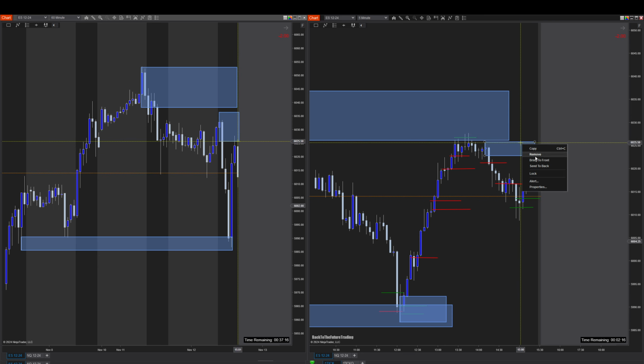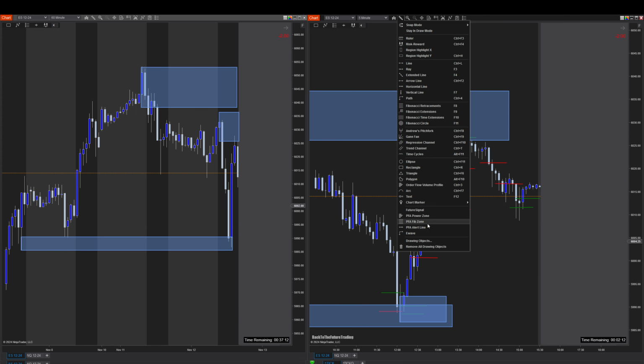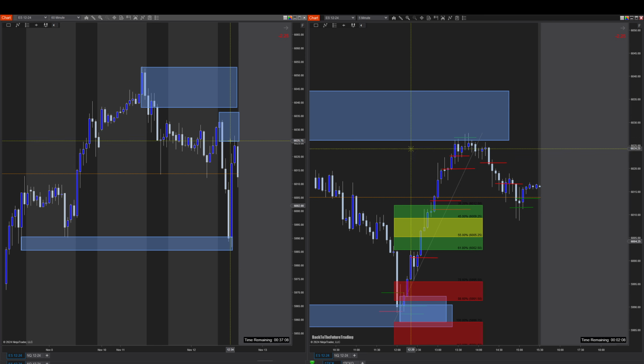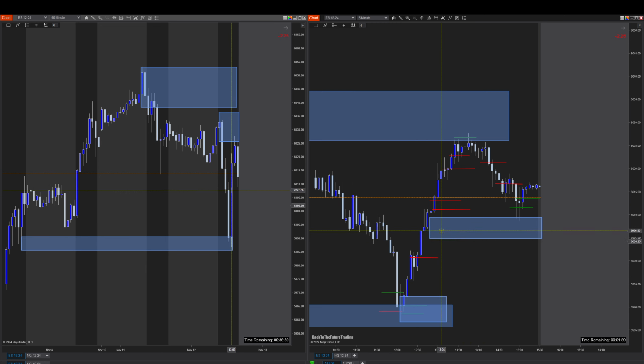where do I think we're going to go? Well, really, I'll take a fib on a move like this. So I'm looking at around 50%. This is a 45 to 55% fib zone. That's always a nice retracement.